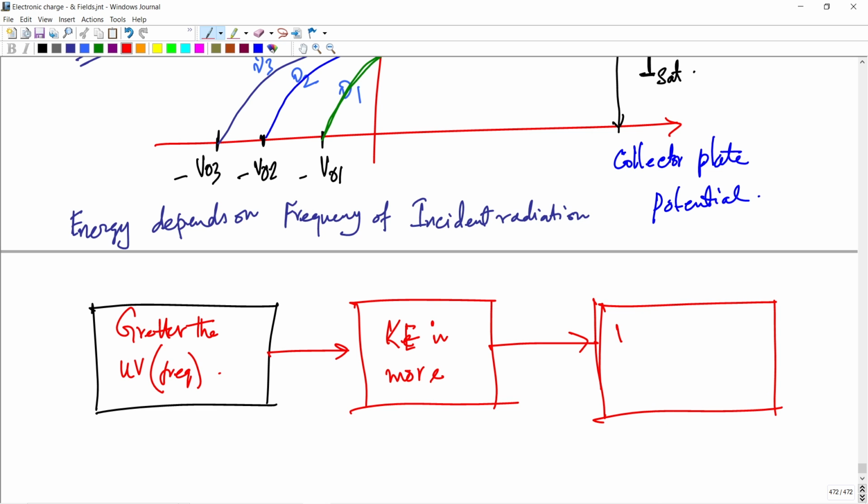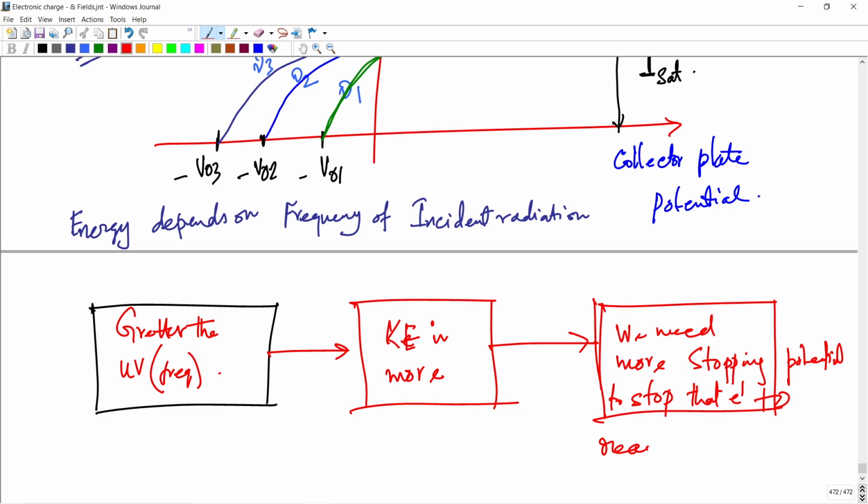So we need more stopping potential to stop that electron, to stop that electron from reaching the collector plate. Okay, we need a more stopping potential to stop that.